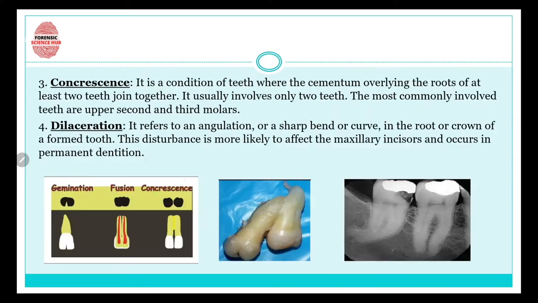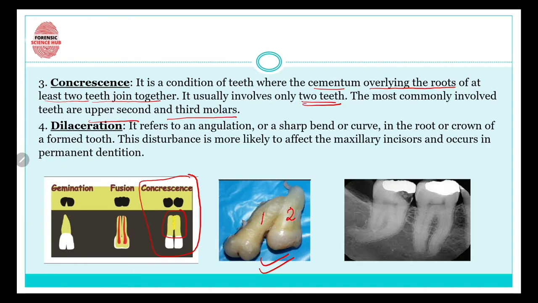Then comes concrescence. If you look at this picture now, it is a condition of teeth with the cementum overlying the root of at least two teeth joined together. So this root area, right, the cementum is present over the roots. Now if that cementum of the two roots fuses with each other, then that leads to concrescence. It usually involves only two teeth. The most commonly involved teeth are upper second and third molars. So in this case the roots get fused due to fusion of the cementum. As you can see, this was tooth number 1, this was tooth number 2, and they have fused with each other.